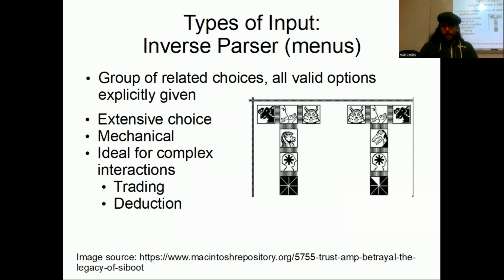Another type of input is what Chris Crawford calls the inverse parser, which I think is a very fancy way of saying menus. Basically there's a set of slots for groups of related choices, and all options that you can select are necessarily valid because the designer put them in. The benefit of this is the amount of choices are very extensive because you have any number of combinations.